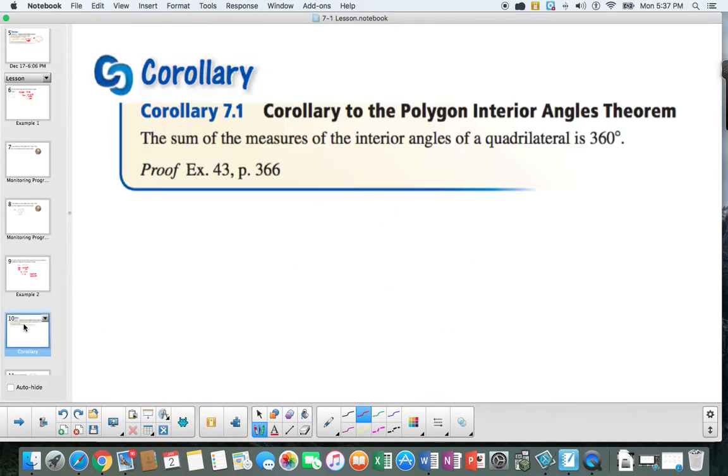The sum of the measures of the interior angles of a quad is 360. When we have a quad, we know that from one vertex it's going to create 2 triangles. So 2 times 180 is 360.